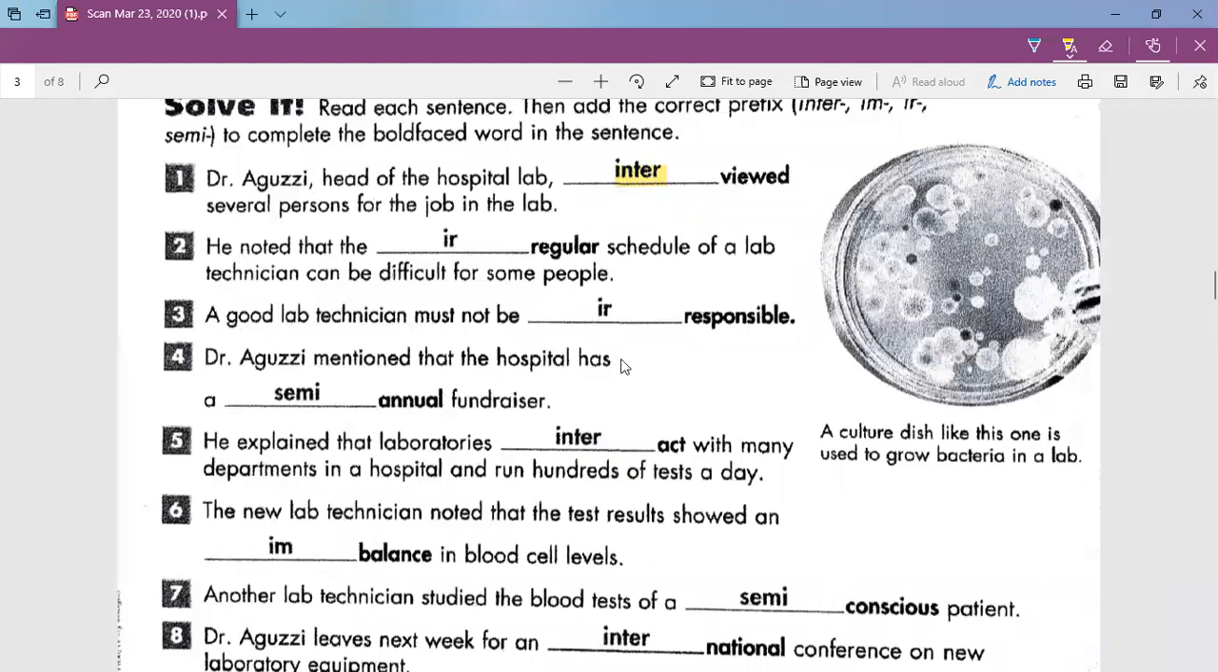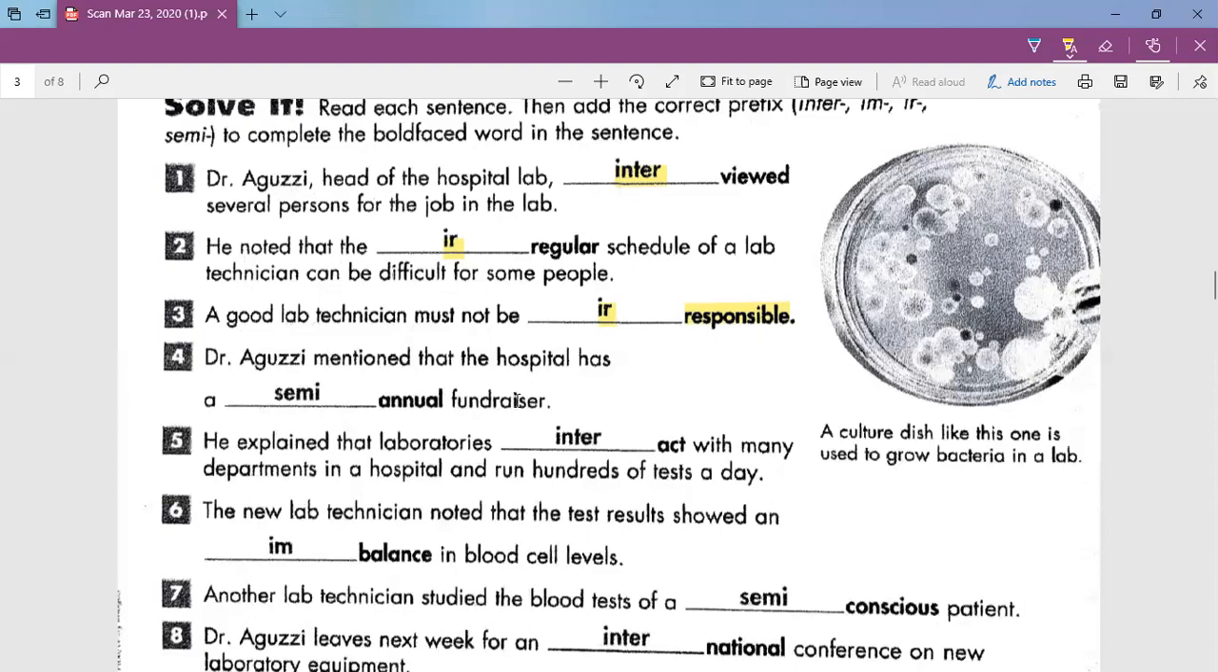All right, number 2 says, "He noted that the irregular schedule of a lab technician can be difficult for some people." So in this case, it's going to be ir for irregular. Number 3, please go ahead and read, Harold. "A good lab technician must not be irresponsible." Irresponsible. Absolutely.